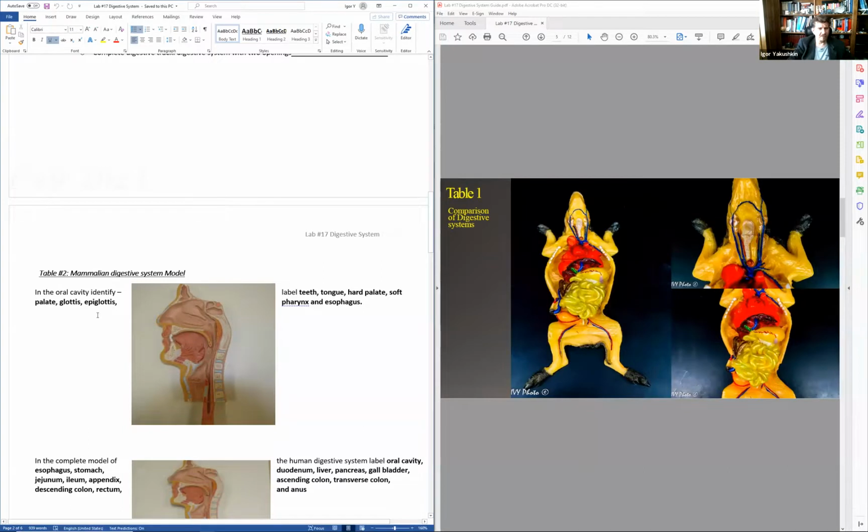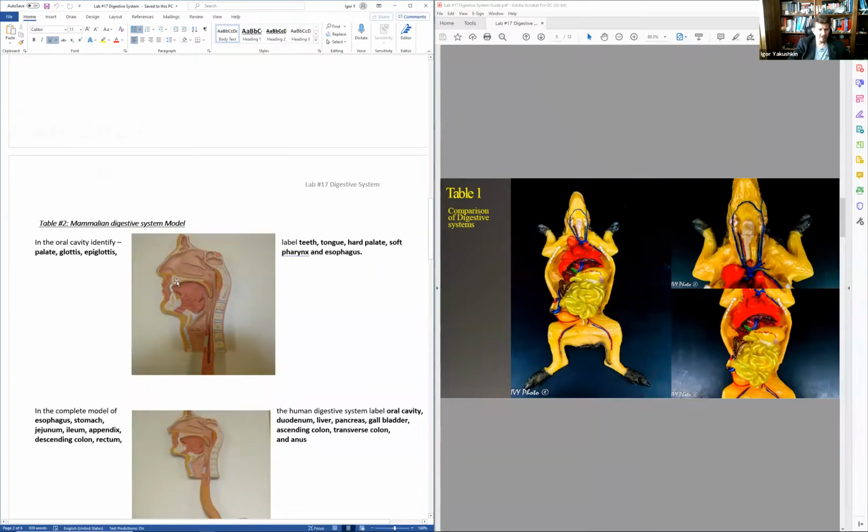In the oral cavity, you need to identify the palate, the roof of the mouth, and it has the hard palate. This is the part where we have the bone on top of it, and then there is a soft palate on the very back of our mouth. There is no bone, so it's called the soft palate, right? So we need to find the palate all on the roof.